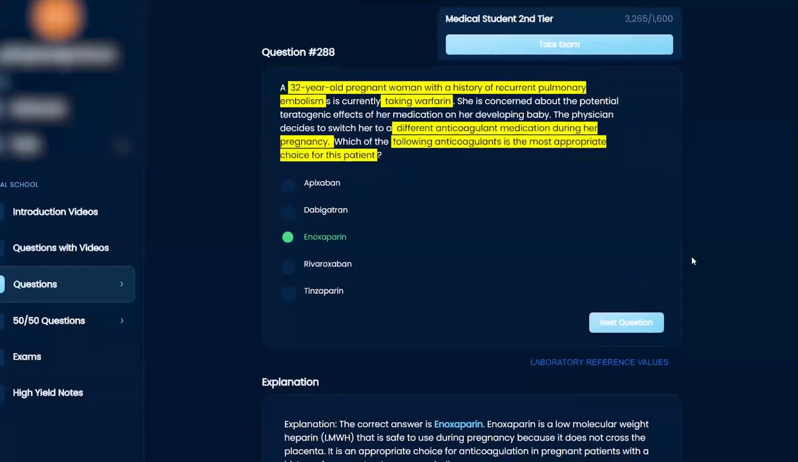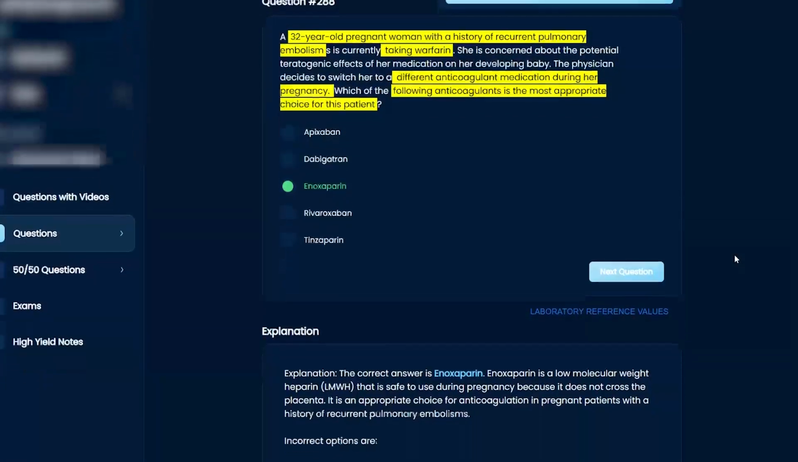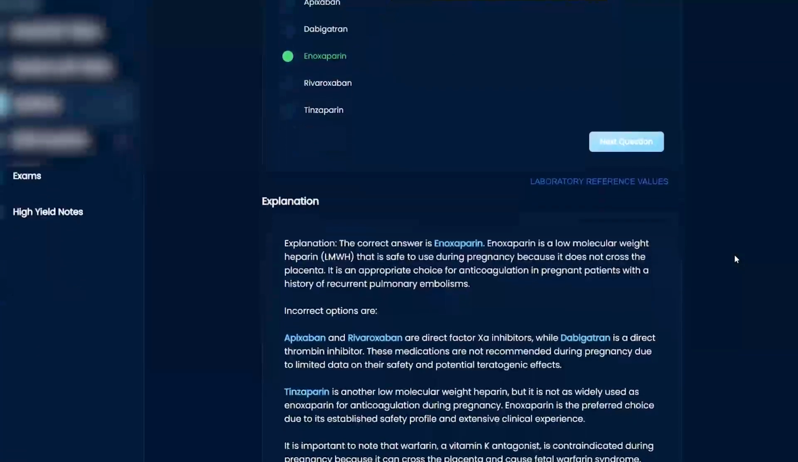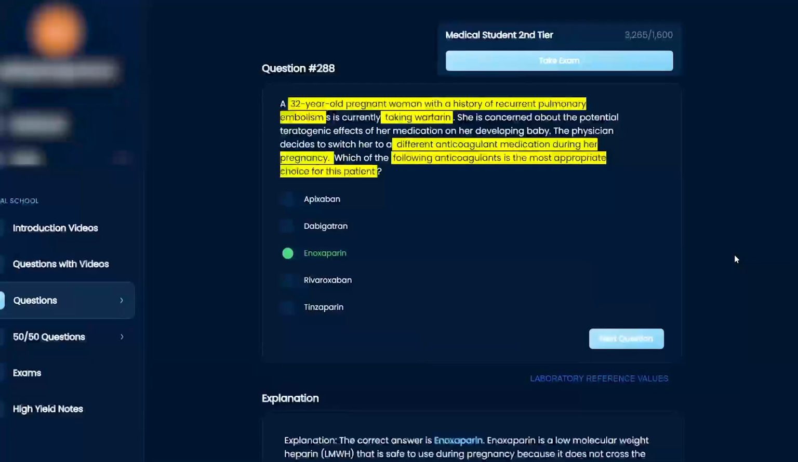Good. Yeah, low molecular weight heparin for pregnancy. Good factoid to know, right? Sometimes that's kind of all it is, right? Warfarin is not good for pregnancy. Very, very bad for pregnancy. So definitely for sure. Good.